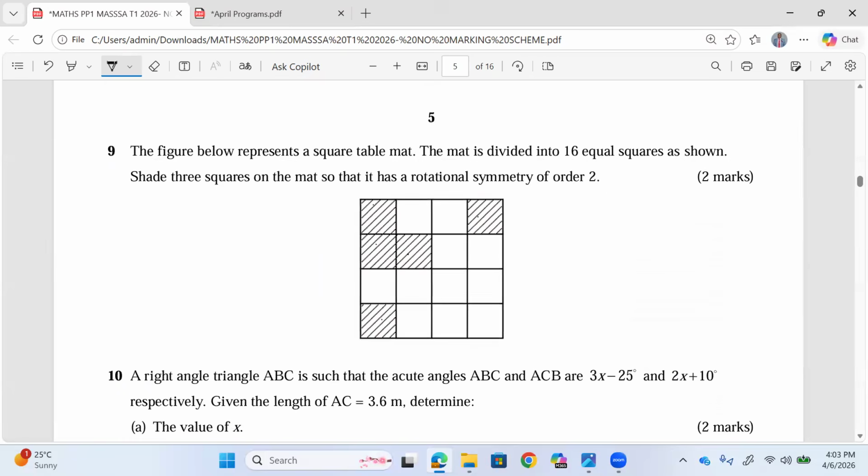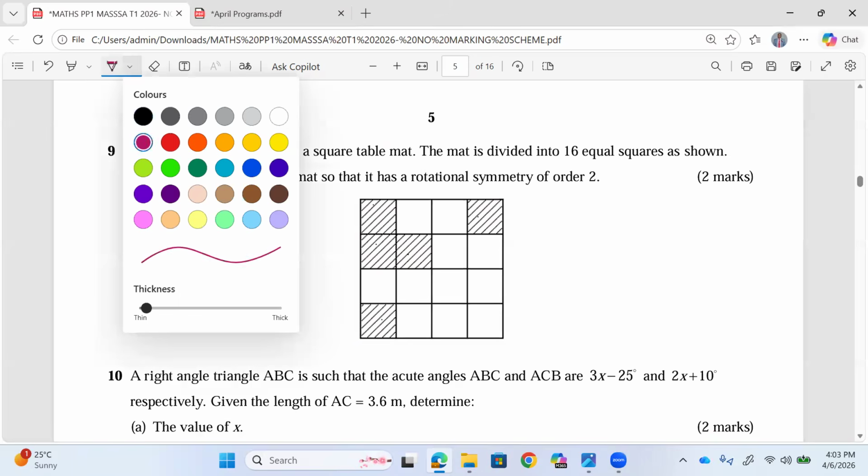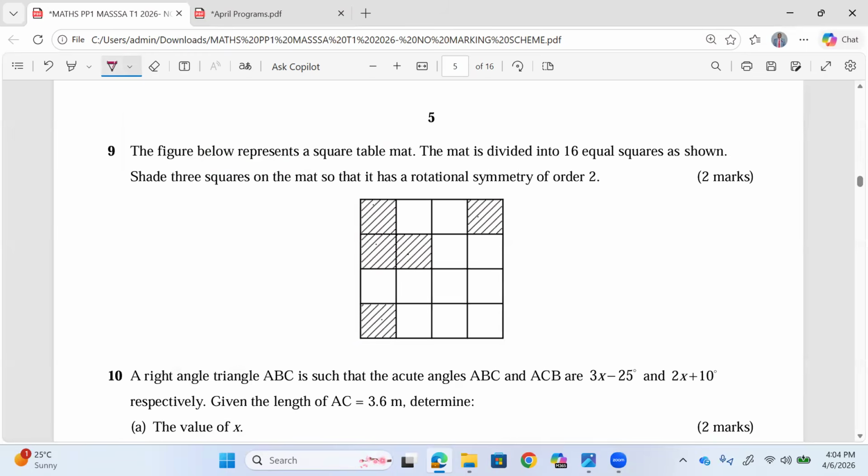Looking at number 9 now. In number 9, we are told that the figure below represents a square table mat. The mat is divided into 16 equal squares as shown. Now shade 3 squares on the mat so that it has a rotational symmetry of order 2.